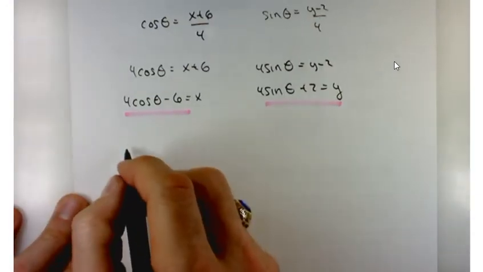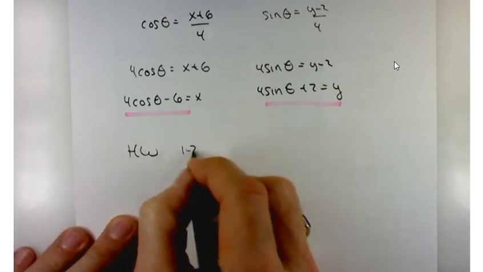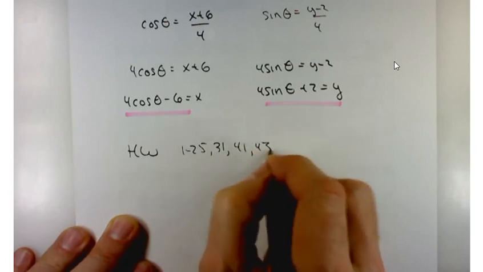But let me finish things up with some homework. Try 1 through 25, 31, 41, and 43.